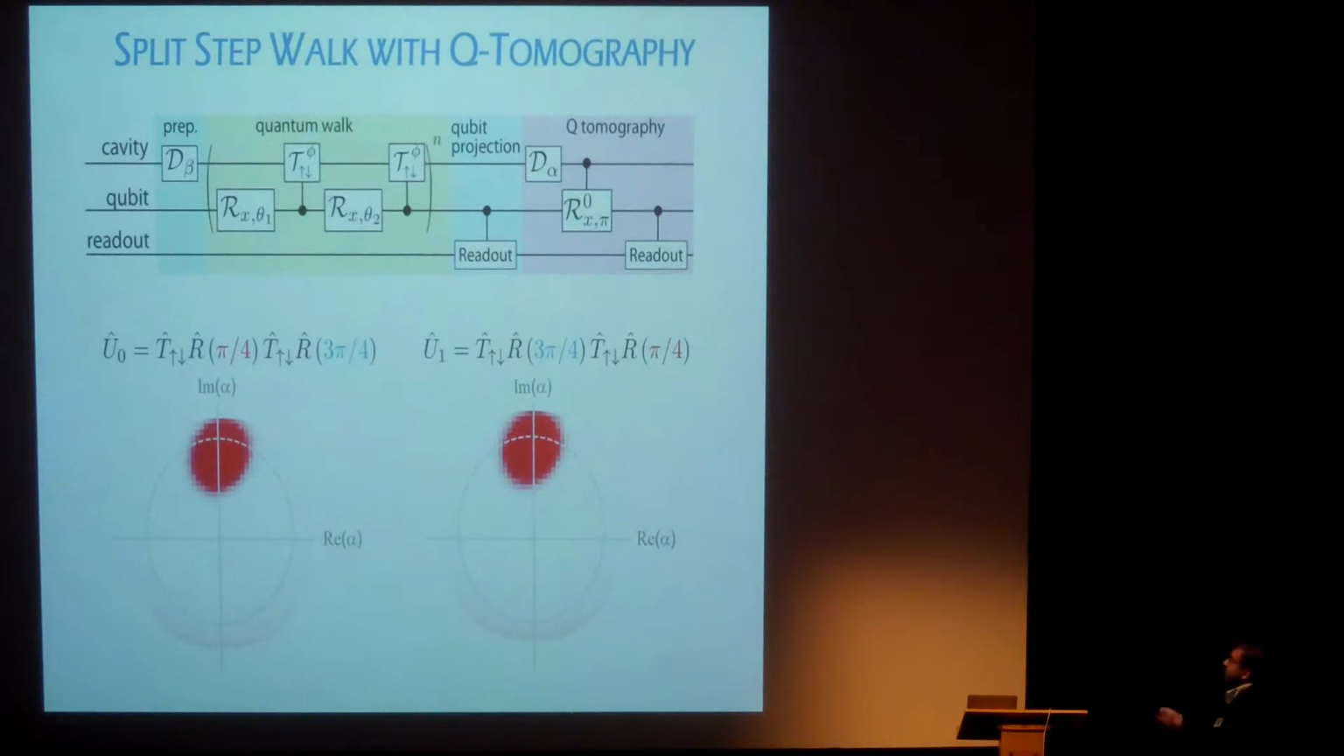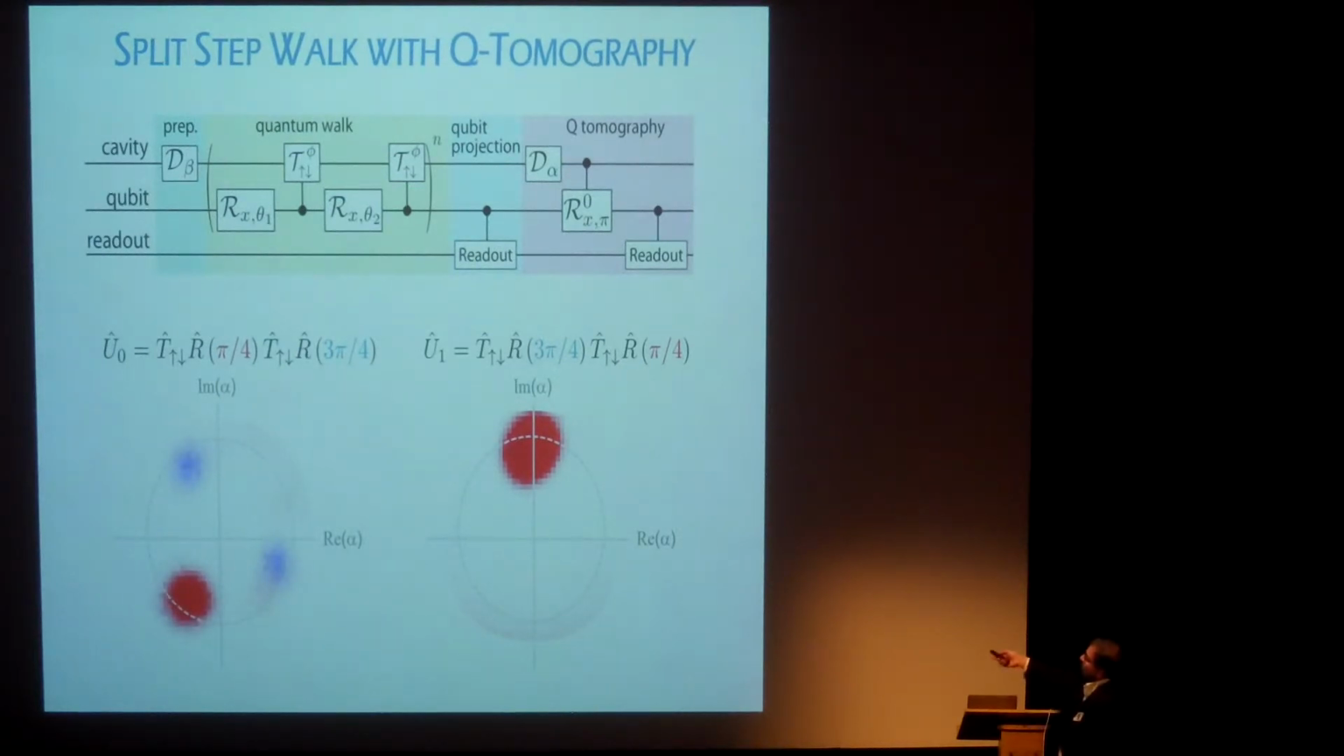So here's a movie of this particular quantum walk: preparing it, doing the split-step walk, reading out with the qubit, and then doing tomography, where I'm reconstructing the Husimi distribution, the Q function, in phase space. That's what's shown here for this choice of angles, pi over 4, 3 pi over 4. Of course, it does it much faster, but we have slowed it down for you for the movie.